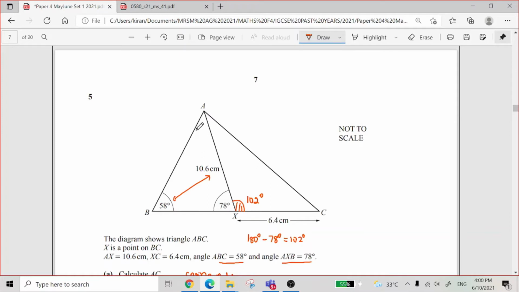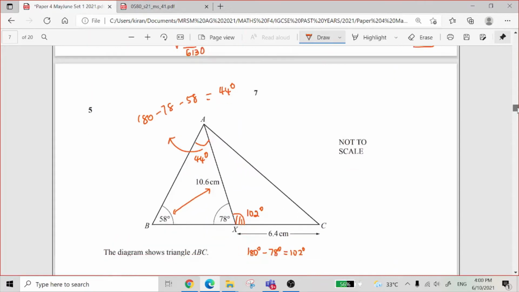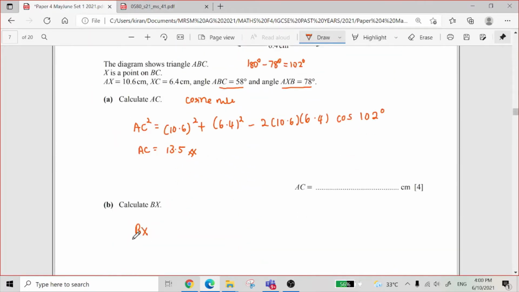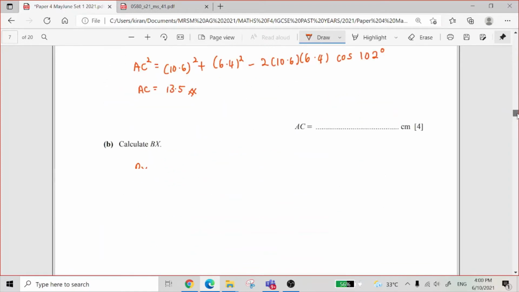Actually, you can calculate this angle, which is 180 minus 78 minus 58. Okay, and we get 102 minus 58 here, 44. So here is 44 degrees, and the opposite length is Bx. So we use the sine rule. So Bx over sine 44, which is the opposite angle, equate with the given opposite angle and its length, which is 10.6, divided by sine 58 degrees.